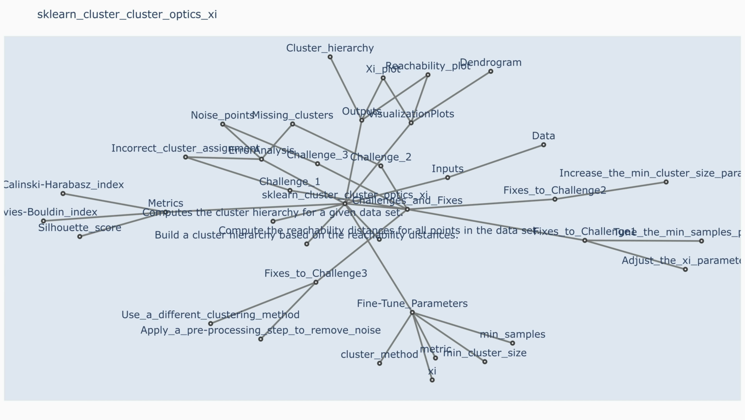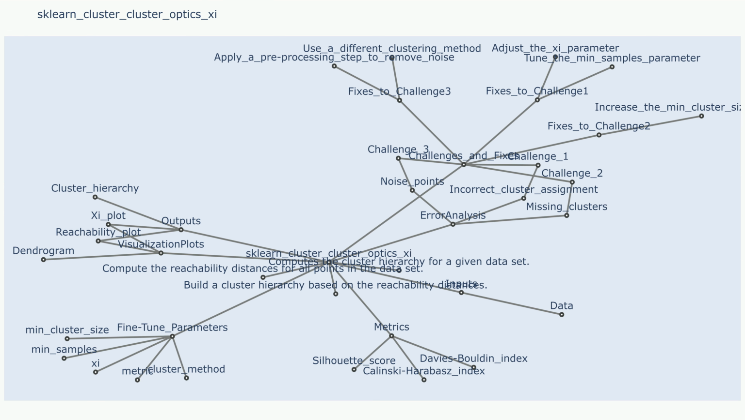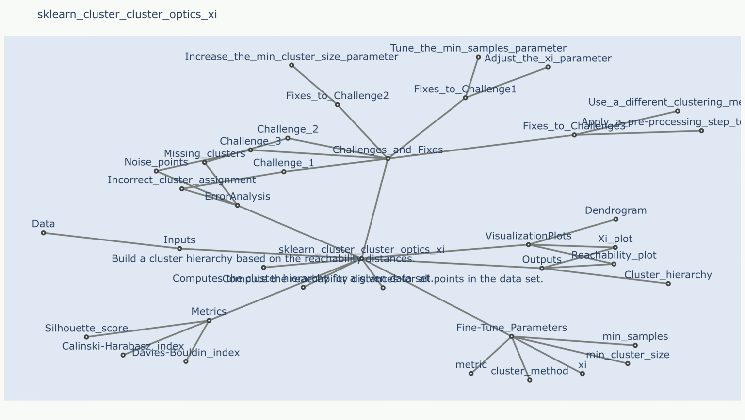sklearn.cluster.OPTICS xi. Description. This function calculates the reachability plot based on the OPTICS algorithm and returns the xi values for each data point. The reachability plot is a graphical representation of the density-based clustering structure of a data set. Xi values are calculated for each data point, representing the estimated density of the region surrounding the data point.